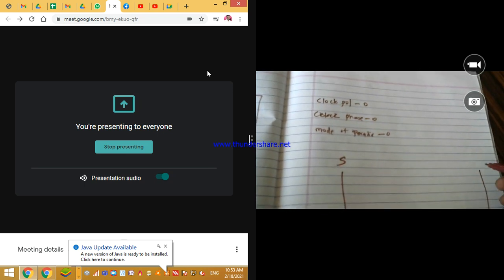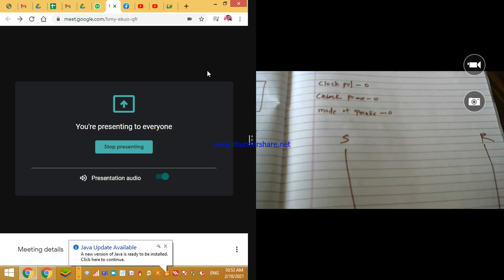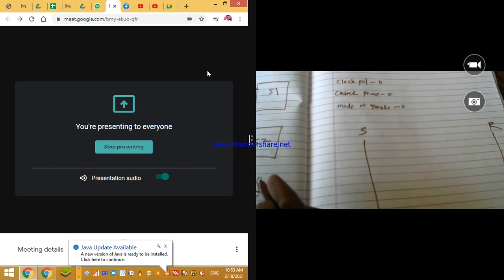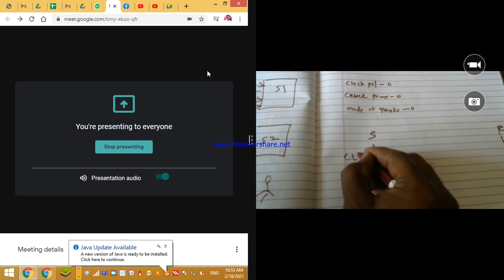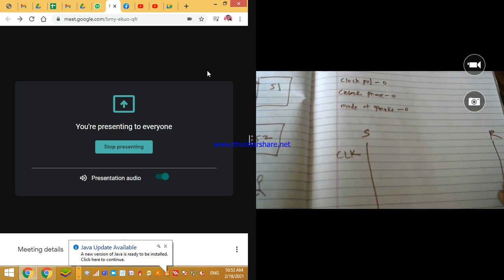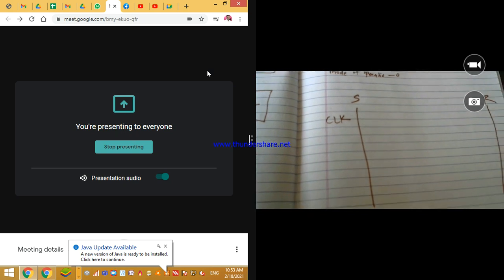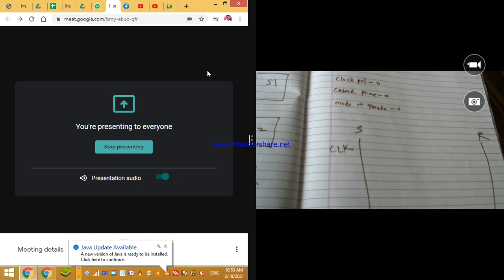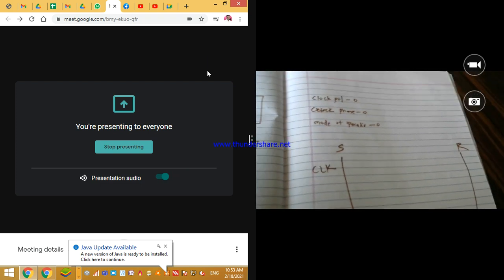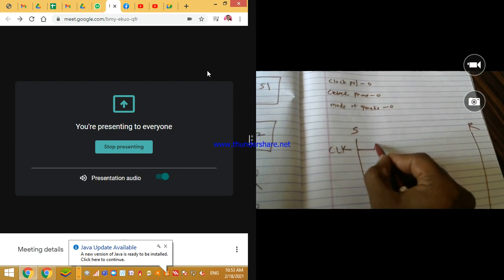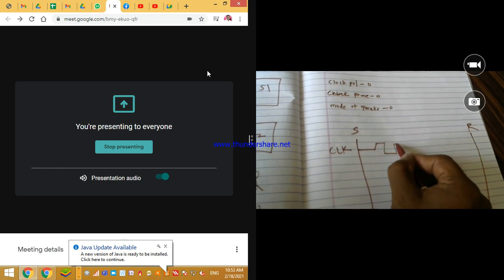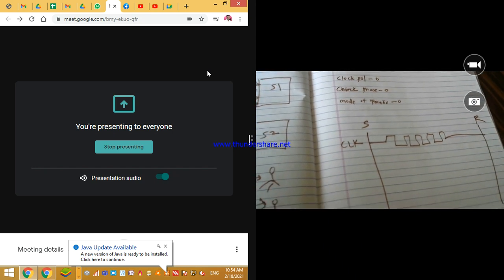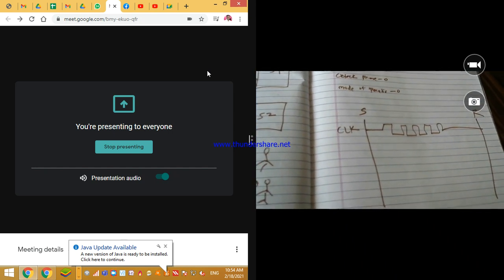This is the sender and this is the receiver. Initially the clock signal CLK is sent to the receiver, right? Which means according to the clock signal, all the data transmission is adapted, right? This is the clock signal sent to the receiver.